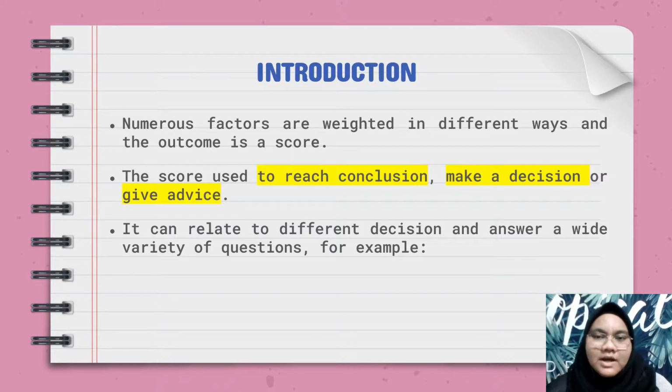Scoring models are available in a variety of shapes and sizes. Some are general or highly detailed. In summary, a scoring model is one in which numerous factors are weighted in different ways and the outcome is a score. Then the score is used to reach a conclusion, make a decision and give advice. Therefore, it can relate to different decision situations and answer a wide variety of questions.